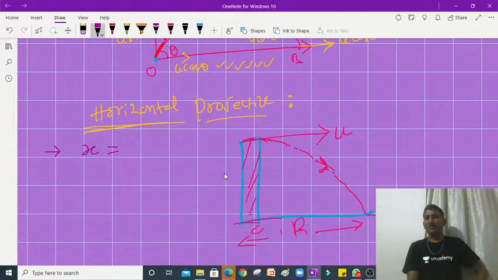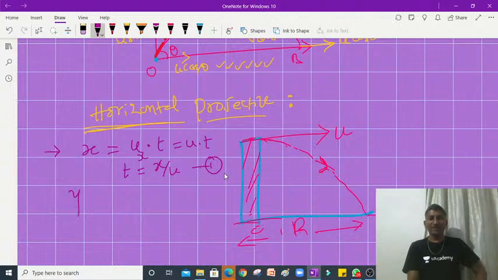So x is equal to velocity into time. Basically it has horizontal velocity. Horizontal velocity how much? U only, so x = u into t. So from this, t is equal to x by u. I can write t = x/u. Let's say this is equation number 1.